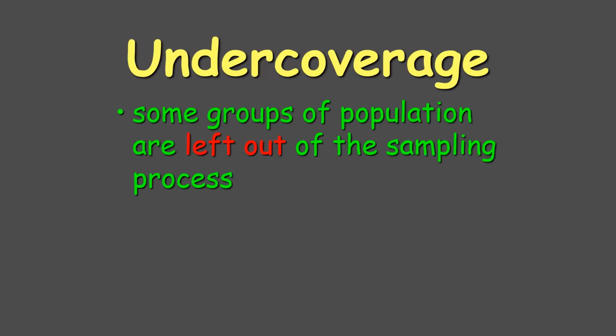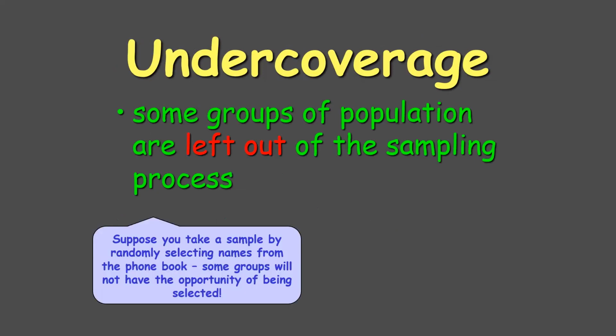So undercoverage is the first type of bias. Undercoverage is when some groups of the population are left out of the sampling process. Okay, they're not even given an opportunity to give their voice. So suppose you take a sample by randomly selecting names from the phone book. Again, some groups will not have the opportunity of being selected, especially these days. Oftentimes it's only people with landline phones that are in the phone book. These days, people can choose not to be in the phone book. Low-income people may not have a phone. Homeless people aren't going to have a phone number in the phone book.